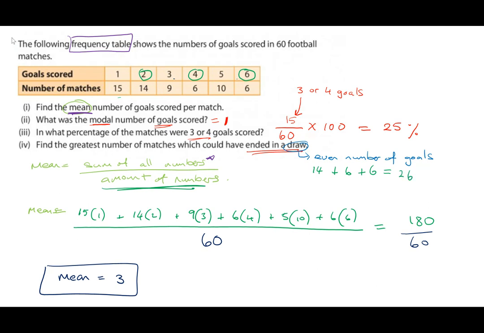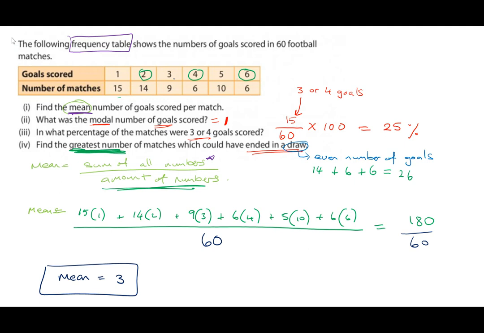Now remember, that's the greatest number. None of these might have been draw matches. All of these could have been 2-0. All of these could have been 4-0 or 1-3. But be very careful what the question asks. It looks for the greatest number.